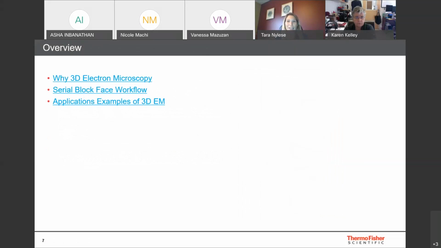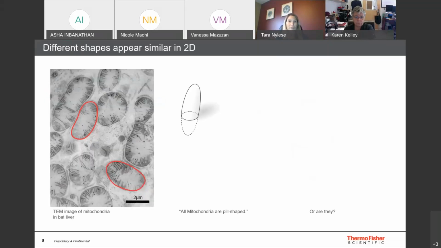In today's presentation, I'll show a few examples of why 3D electron microscopy is used and how it complements existing and other techniques. We'll spend just a few slides on the workflow and then wrap up with some application examples of 3D electron microscopy, the science and the research that's being done that has helped people solve problems.